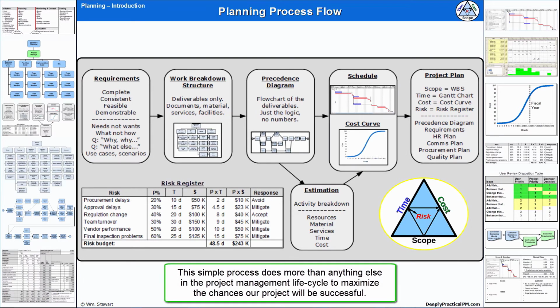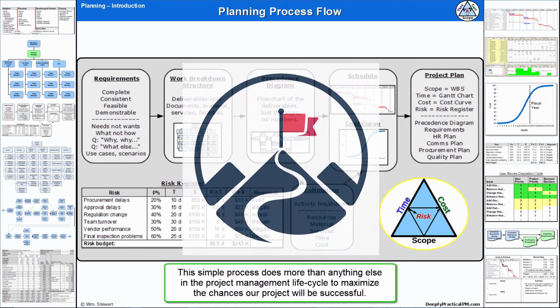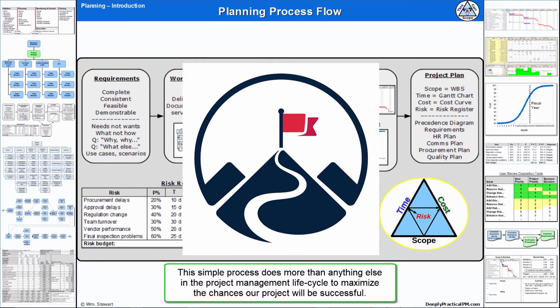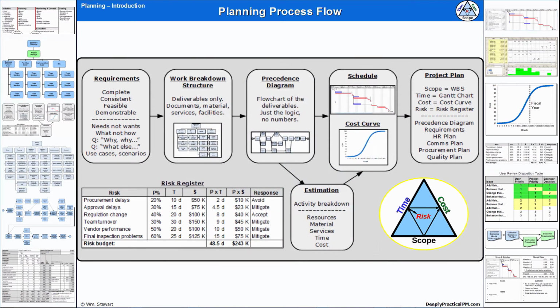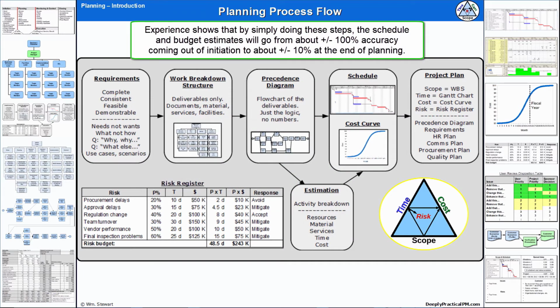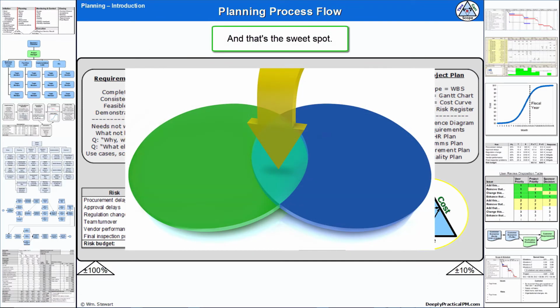This simple process does more than anything else in the project management lifecycle to maximize the chances our project will be successful. Experience shows that by simply doing these steps, the schedule and budget estimates will go from about plus or minus 100% accuracy coming out of initiation to about plus or minus 10% accuracy at the end of planning. And that's the sweet spot.